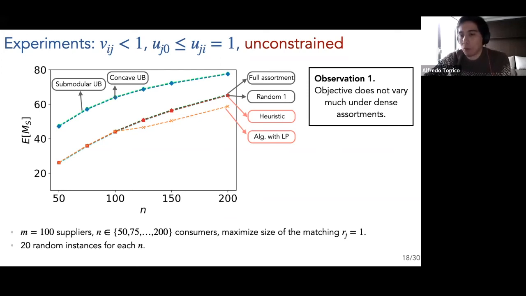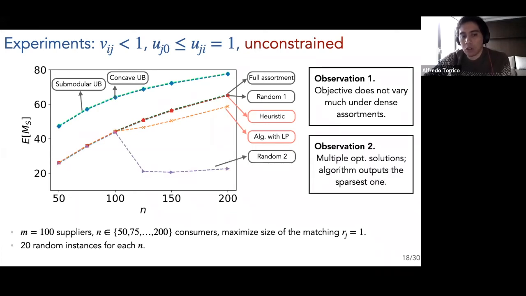And this may have multiple optimal solutions, but the algorithm only outputs a sparse solution. I want to clarify that with the following. We are going to run a random assortment that mimics the size of the solution that we obtain from our algorithm. In purple, we have this random one that, as you can see, has the same performance up to 100, but then the performance drops drastically, which indicates that our algorithm actually has a sparse assortment, but it's a good sparse assortment.